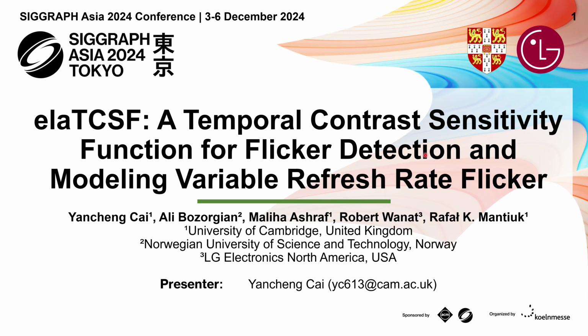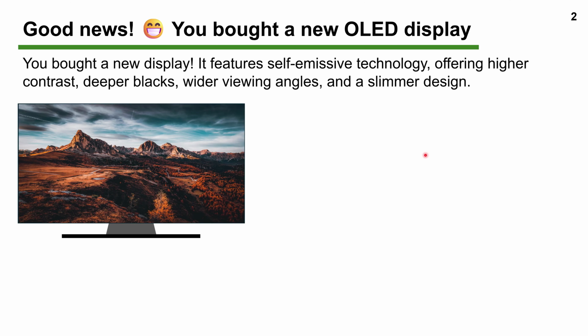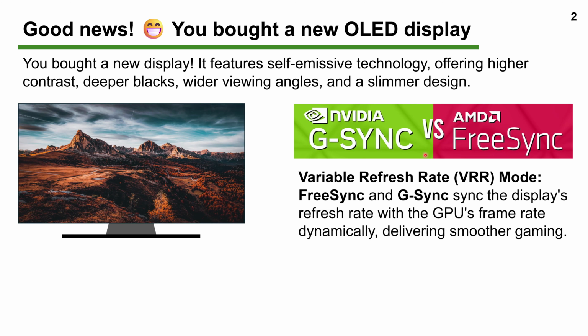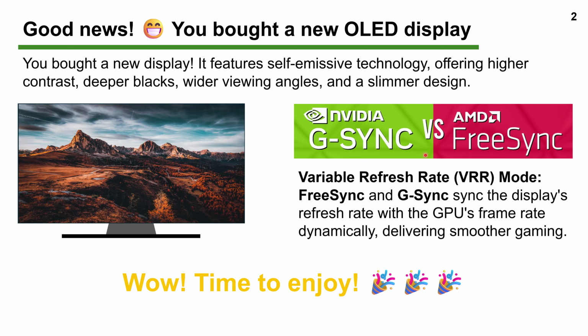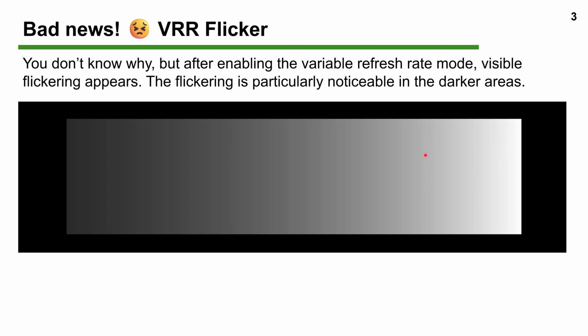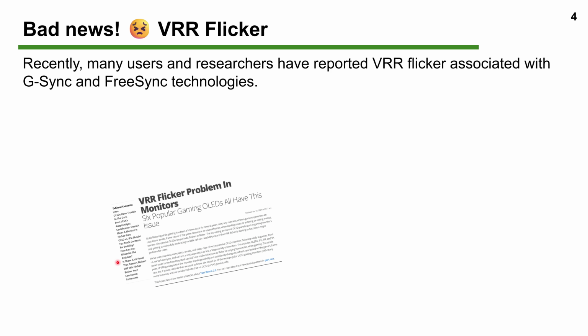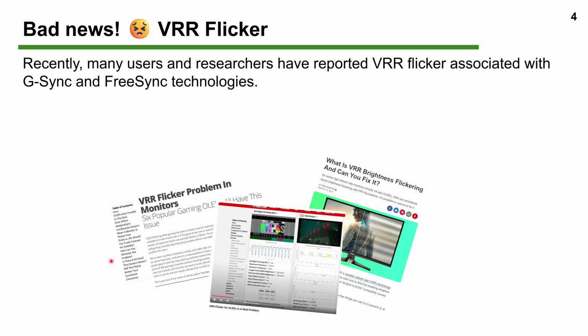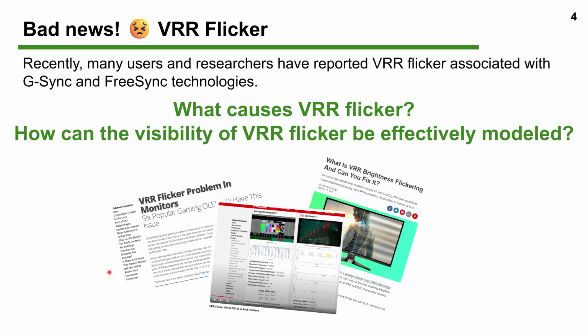Let me begin with a brief story. One day you bought an amazing new display with a variable refresh rate mode for smoother gaming. Time to enjoy it. The bad news is you noticed distracting flickers in VRR mode, especially in darker areas. That looks quite terrible. Variable refresh rate flicker has been widely reported recently. So what causes VRR flicker and how can we model its visibility?